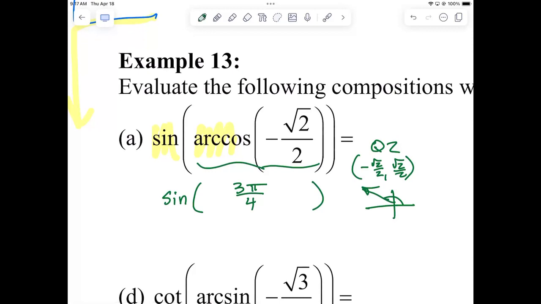Now, what's the sine of that angle? Positive square root of 2 over 2. Yeah. It's the sine of the angle whose cosine is negative square root of 2 over 2, and it's just positive square root of 2 over 2, right? So does it help to write the ordered pair, maybe?